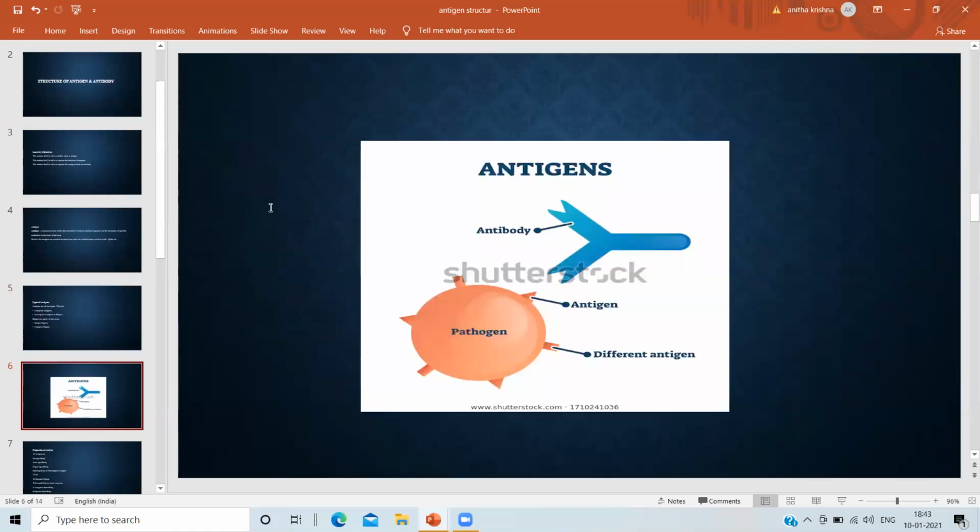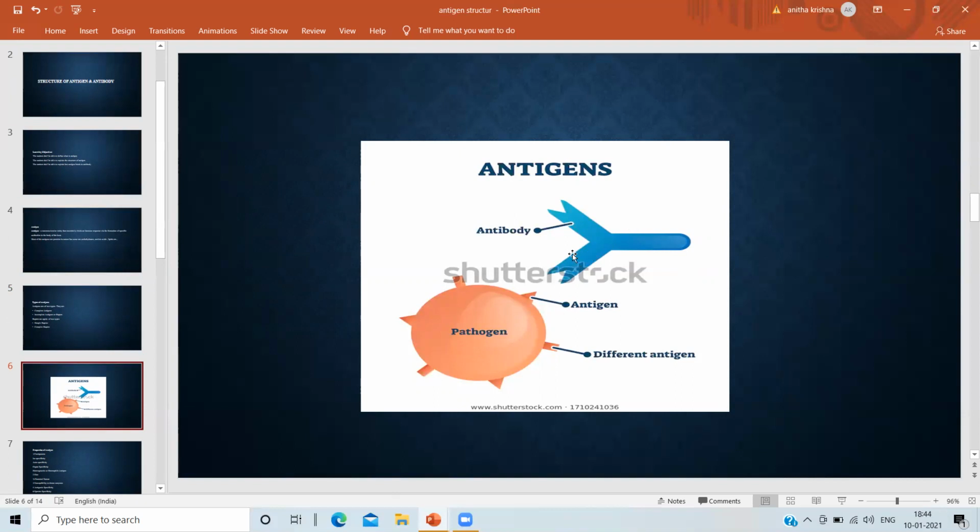Now, talking about the structure of antigens, what is an antigen and how does it look? You can see this is the general structure of an antigen, and this is an antibody. This antigen will fit in this area, and then the antigen and antibody combine. And only if this is complementary with this can the antigen bind with the antibody.